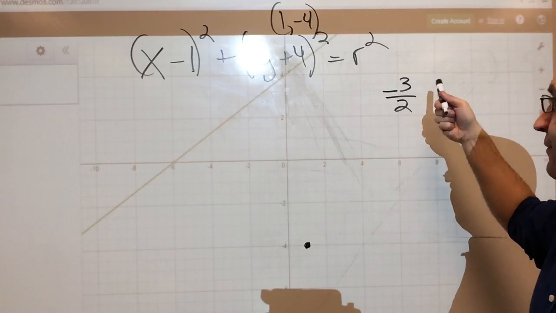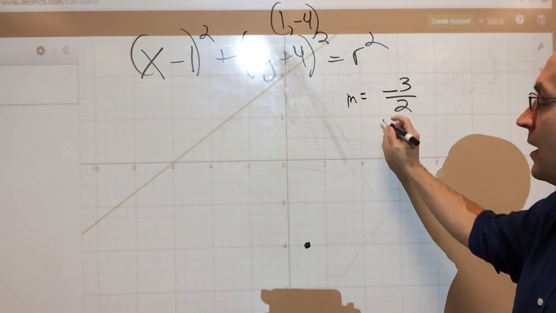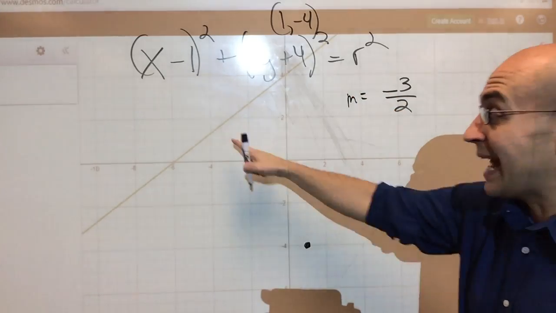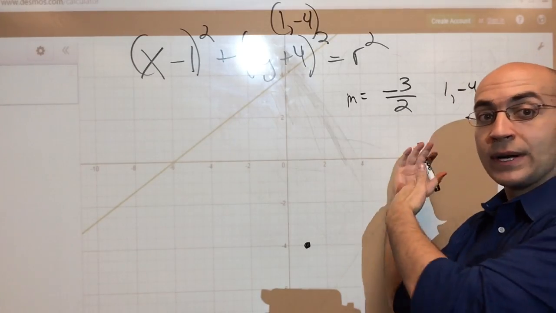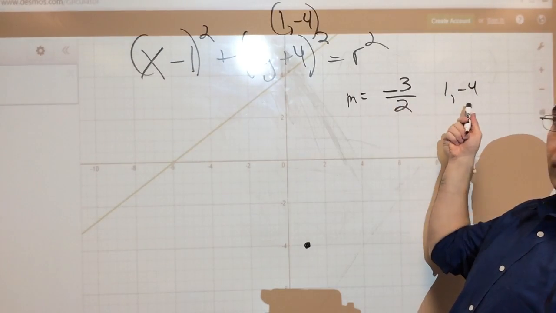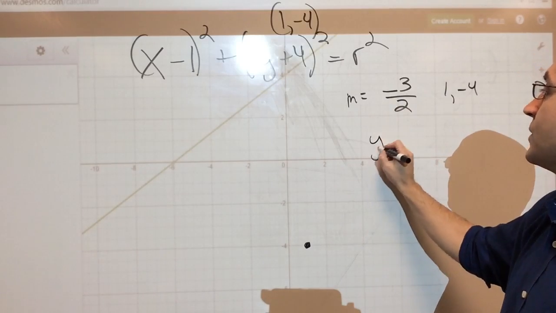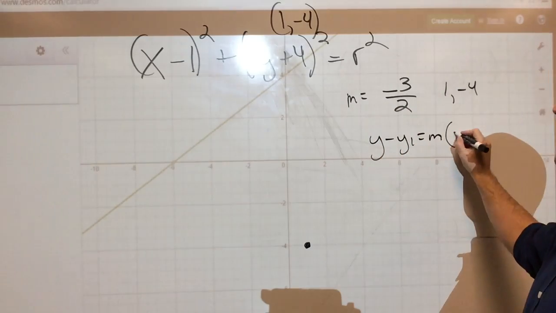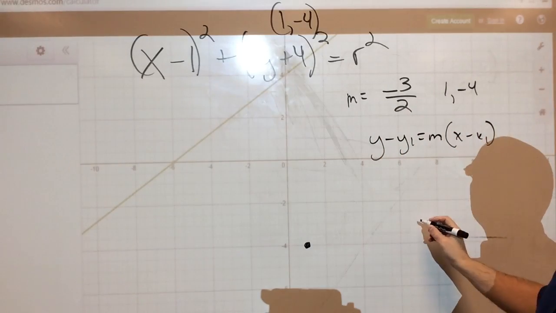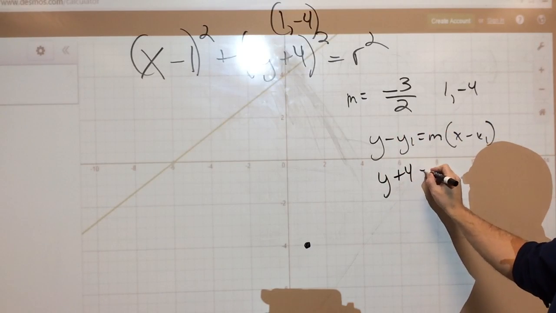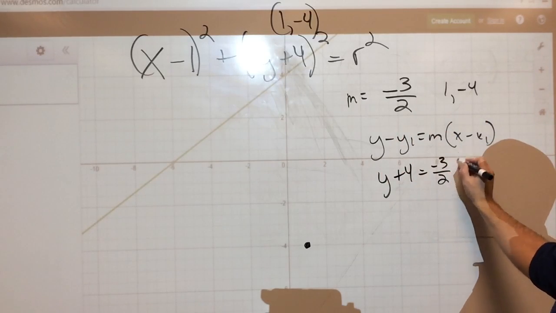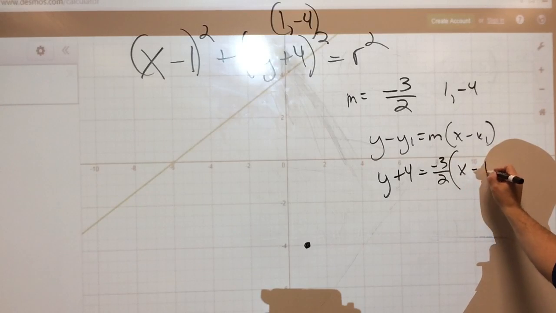So I have the slope, right? So m is going to be this. And I have a point because the line has to go through that point. So the point is 1, -4. Now I can use point slope. The point slope formula is y minus y1 equals m times the quantity x minus x1. Just plug stuff in. y plus 4 equals -3/2 times x minus 1.